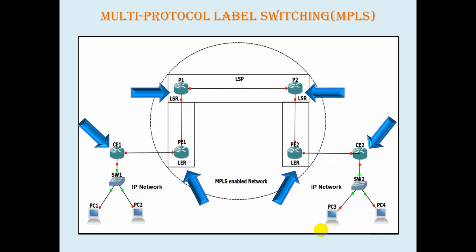The MPLS path established between LERs is called the label switch path. So with the LERs on either end, that is PE1 and PE2, whatever path is constructed between them in this network is called the LSP, that is label switch path. So this is our LSP. I hope you understand the terminology here for multi-protocol label switching.